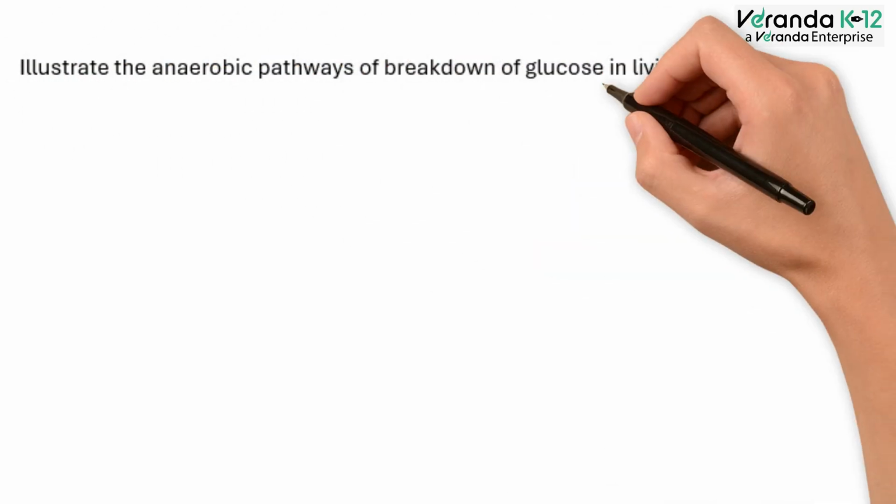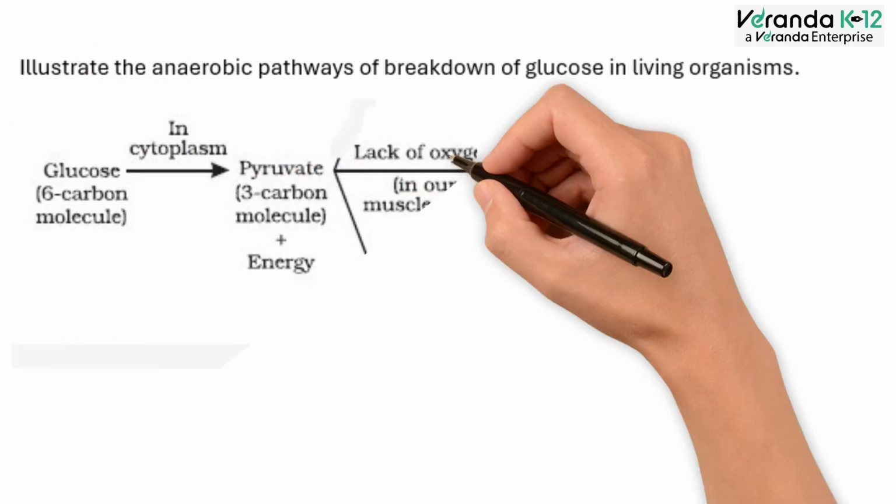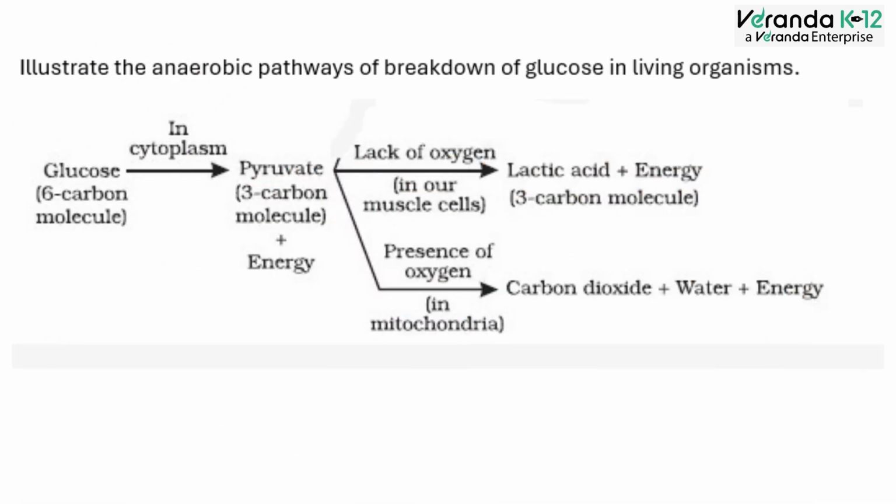Question number 11. Illustrate the anaerobic pathways of breakdown of glucose in living organisms. In cytoplasm, glucose, a 6 carbon molecule, is converted into pyruvate, a 3 carbon molecule. In the presence of oxygen in mitochondria, pyruvate is converted into carbon dioxide, water, and energy. In the absence of oxygen in our muscle cells, pyruvate is converted into lactic acid, a 3 carbon molecule, and energy.